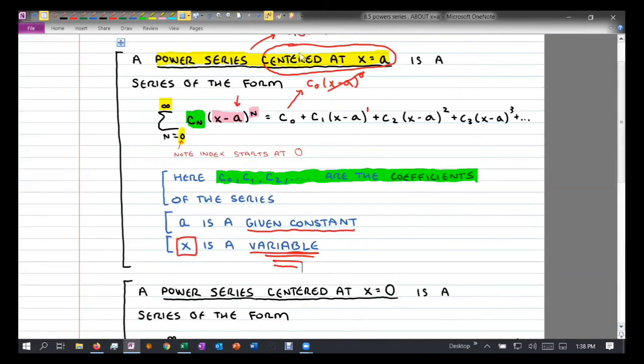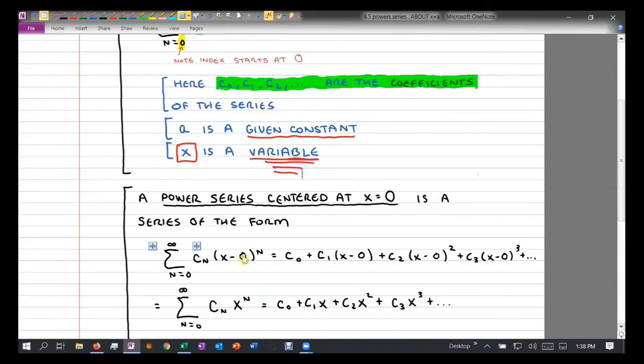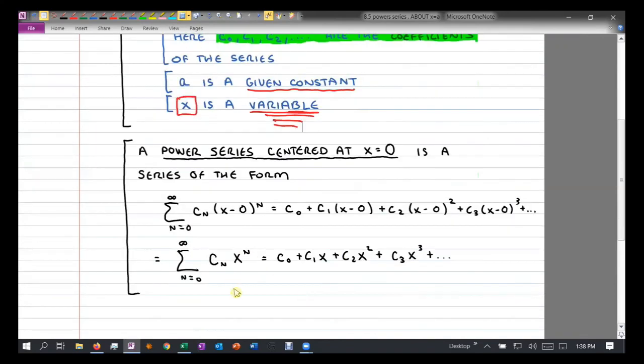This is a general power series centered at a, but whenever a is 0, if we replace this a with 0 in this formula, then all that happens is this part goes away, and you have this power series. And then when you write out the terms, it looks like this. They call it a power series because it is just a series with a bunch of powers of x.